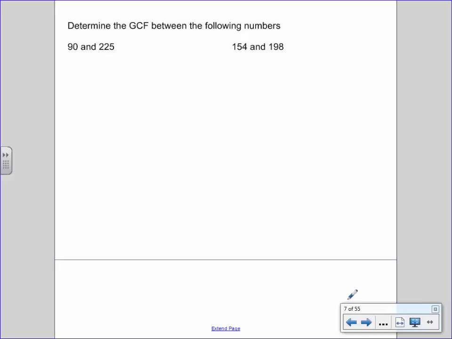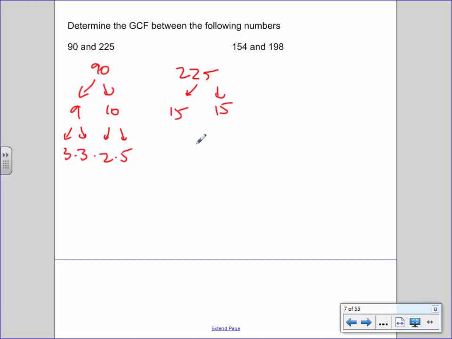But, I mean, if you really want to figure it out, just break it up into a factor tree. Take 90 and bust it up. Take 225 and bust it up. So 90 could be, say, 9 by 10. Then this would be 3 by 3, and 2 and 5. Oh wait, 225. I believe 225 is 15 times 15, which then would give you a 3 and a 5, and another 3 and a 5.